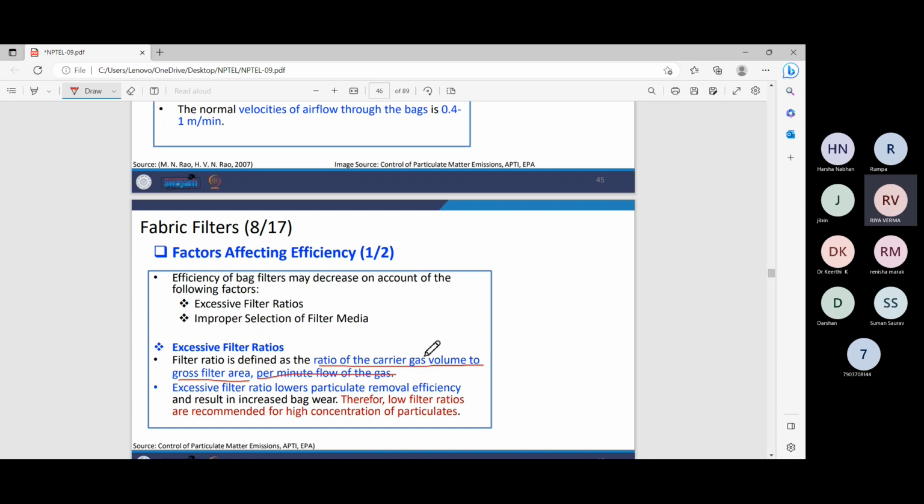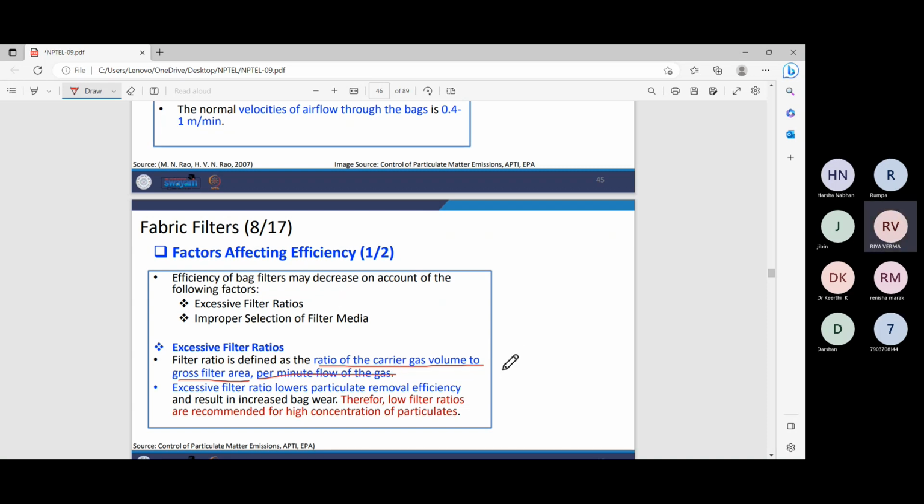So if this ratio is very high, a large amount of carrier gas will be passing through a very small filter area. So there's a high chance that the particles may not get properly trapped in the cloth or the fabric of the filter. It also lowers the particulate removal efficiency, and increases bag wear. Therefore, low filter ratios are recommended for high concentrations of particulates. If the particulate concentration is relatively lower, then we can increase this filter ratio.